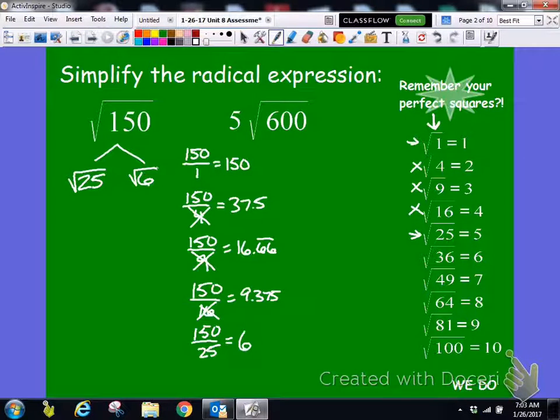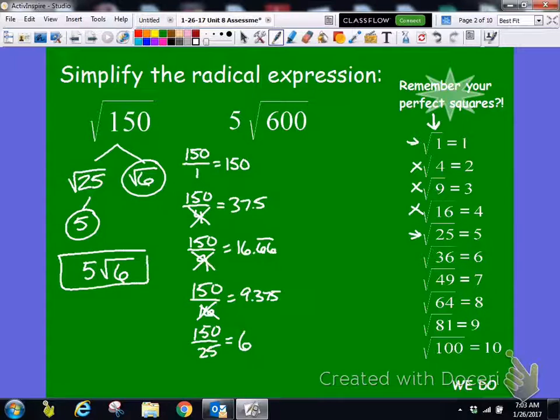Now the square root of 25 I know is 5. So I can remove it from the radical as a 5 and circle it because I cannot simplify it anymore. The square root of 6, well 6 does not have 1, 4, 9, 16, etc. go into it, so I know I cannot simplify that anymore. Therefore, the square root of 6 is as simple as I can get. Now I just multiply those two terms together, and my simplified radical is 5 times the square root of 6.